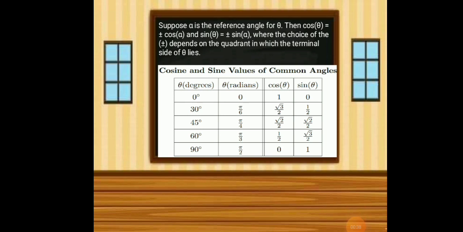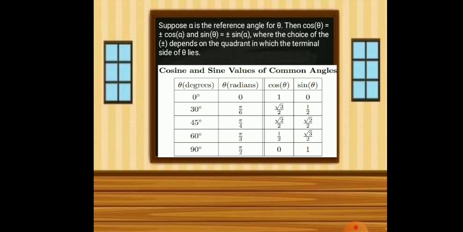In this topic, it pays to know the cosine and sine values for certain common angles. So, in the table below, we summarize the values which we consider essential and must be memorized. Cosine and sine values of common angles. First column, we have theta in degrees, second column, theta in radians, third cosine theta, and sine theta for the last column.